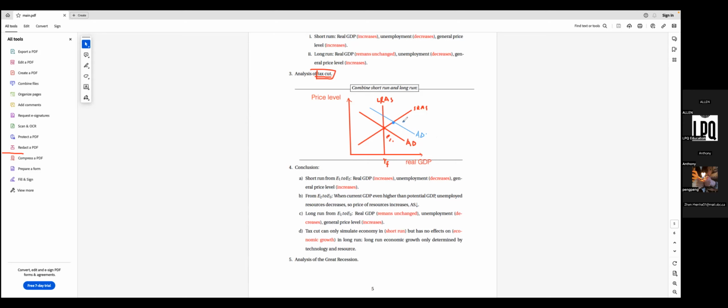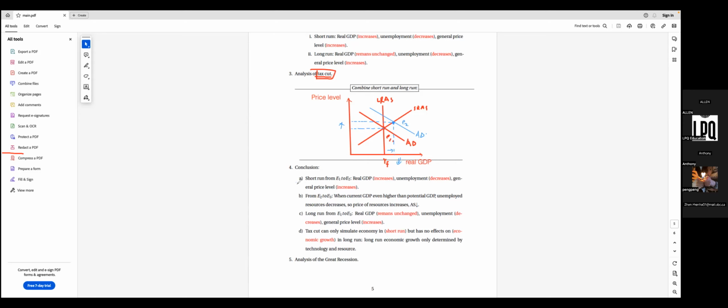Now you get E2, a new intersection, a new market equilibrium. Now you compare E1 and E2. You can easily see how those three important indicators are changing. The inflation rate is increasing, and GDP is increasing. The unemployment rate always has an inverse relationship with GDP, so if GDP increases, the unemployment rate decreases.